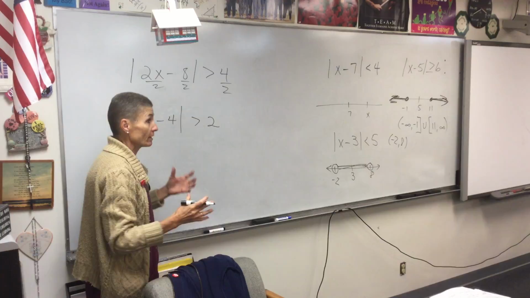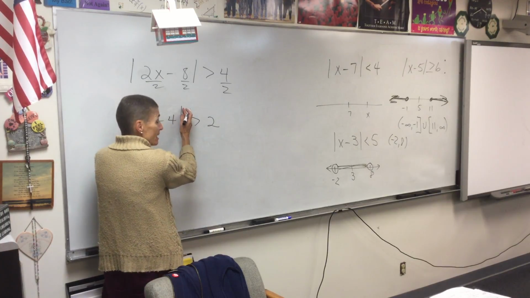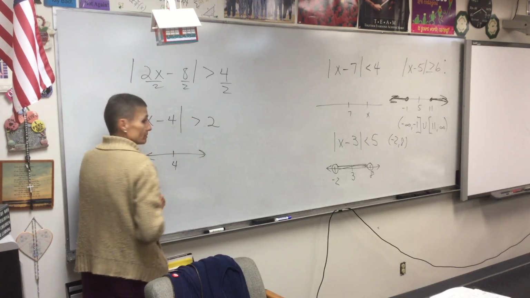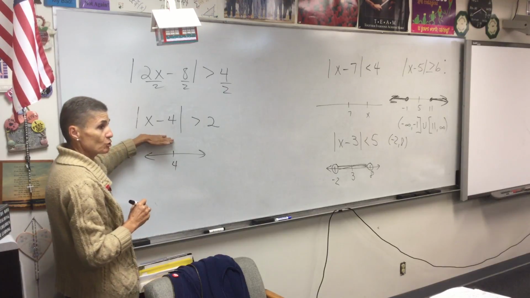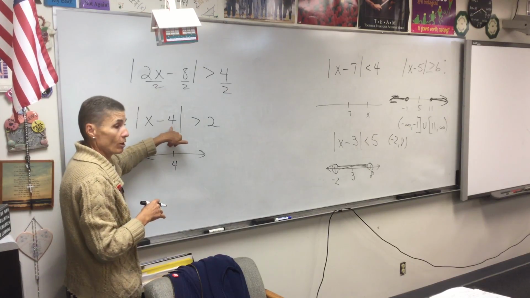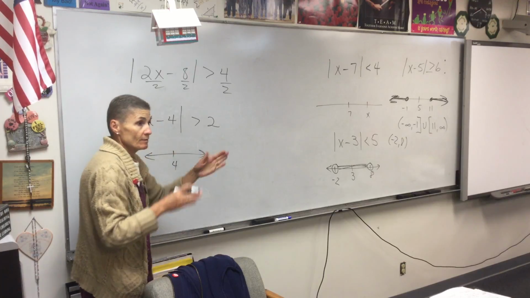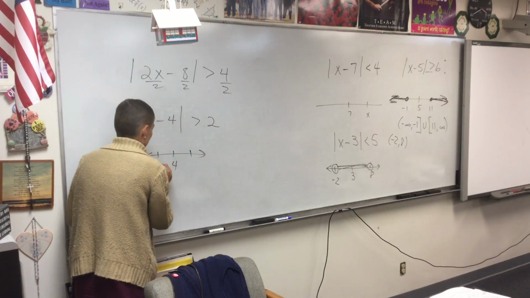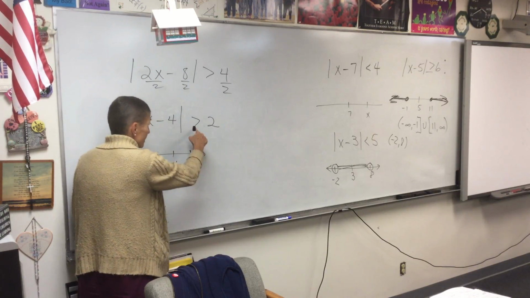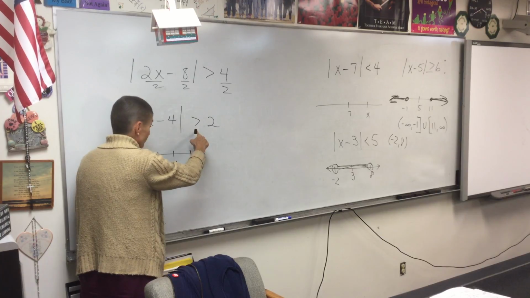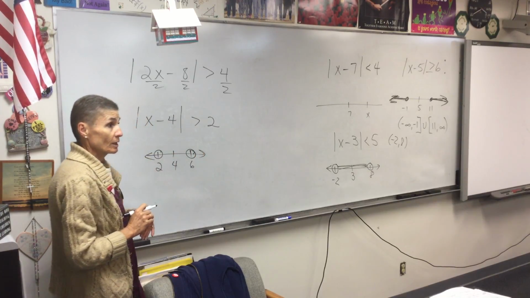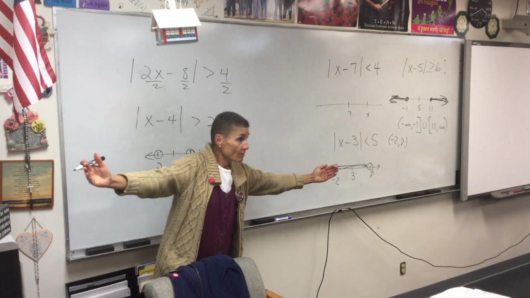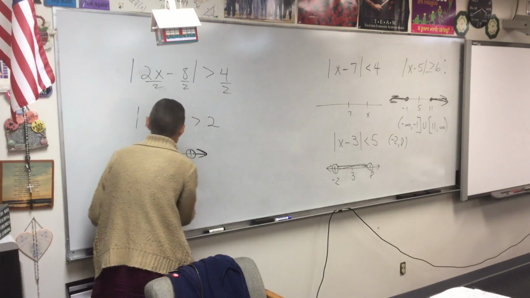Now, I'm old, I do this for a living, and I'm taking calculus. So when I see this, I immediately think distance. We're talking about a distance here. The distance between some number and 4 has to be more than 2. So what are the boundaries? 2 and 6. That's not an or equal to, so those dots will be open. The distance is more than, so we'll shade out.